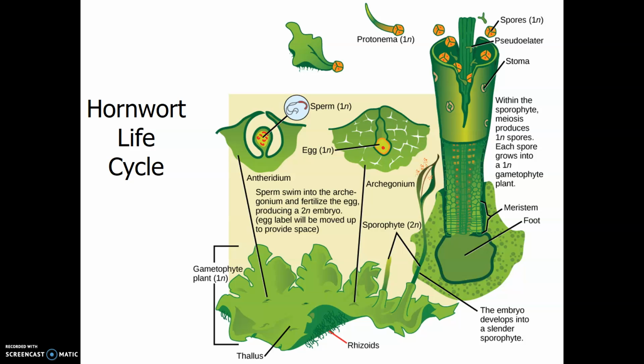The antheridium produces the sperm, which is haploid. The archegonium produces the egg, which is haploid, and the sperm has flagella, so it swims to the egg, producing a zygote, and then that zygote grows into an embryo, and it shows you right here, the embryo develops into a slender sporophyte, and this is the sporophyte here. And the sporophyte produces the spores, which are haploid, and the spores land and germinate and grow into the gametophyte.